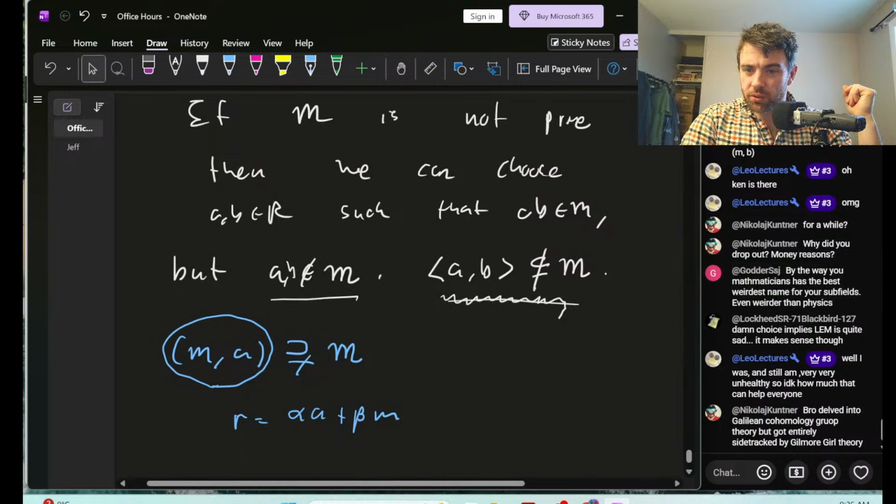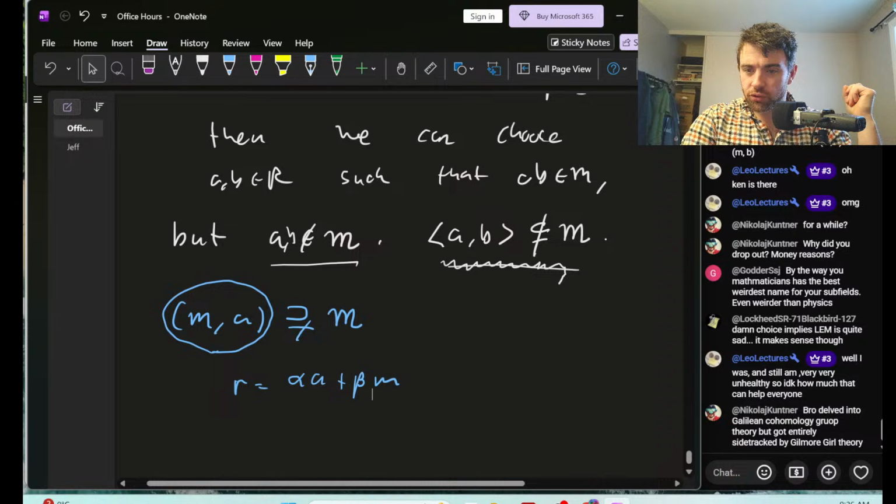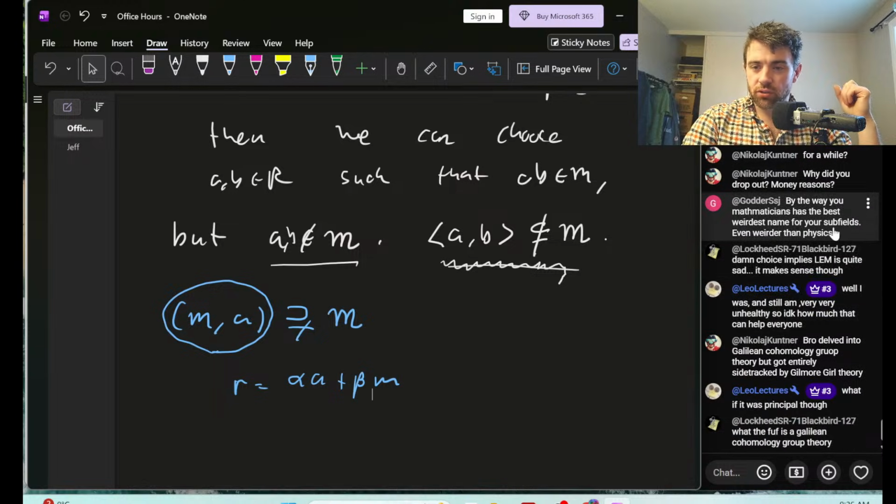By the way, you mathematicians have the best, weirdest names for your subfields, even weirder than physics. Yeah, we're the best to ever do it, of course.